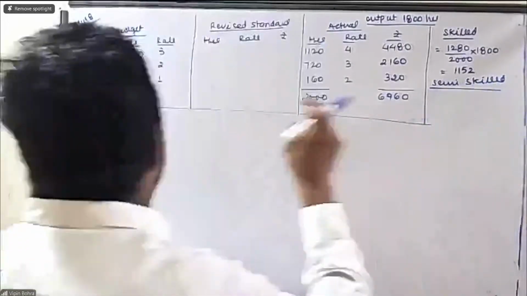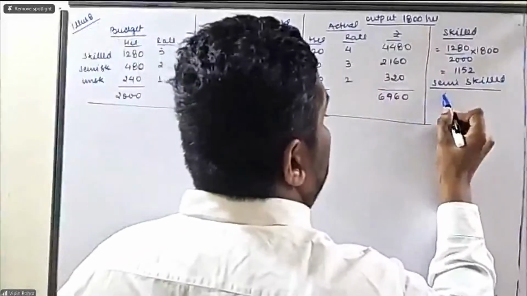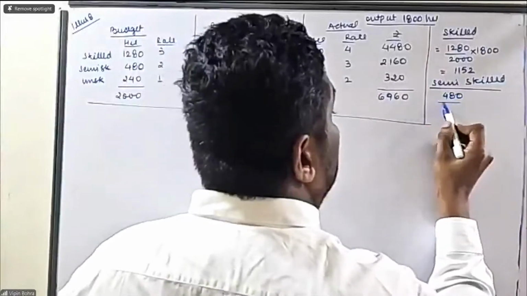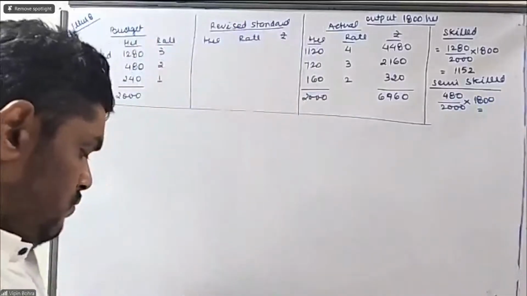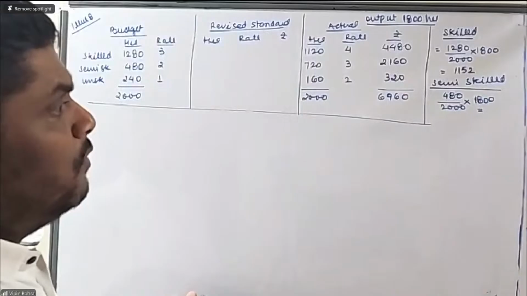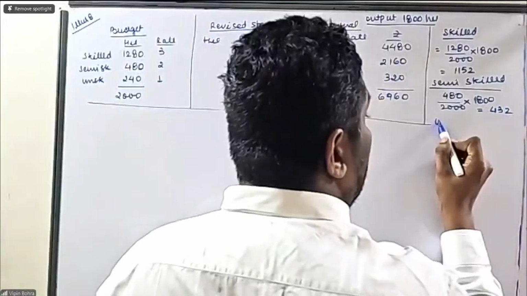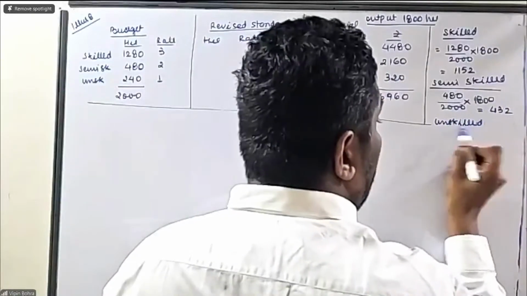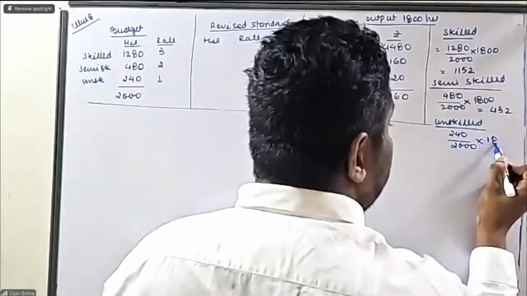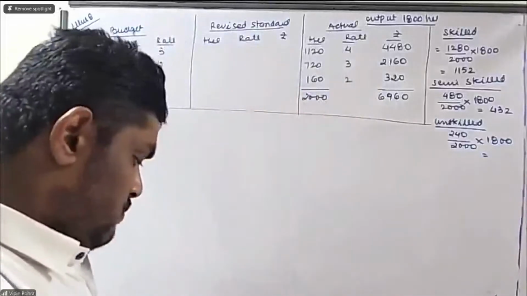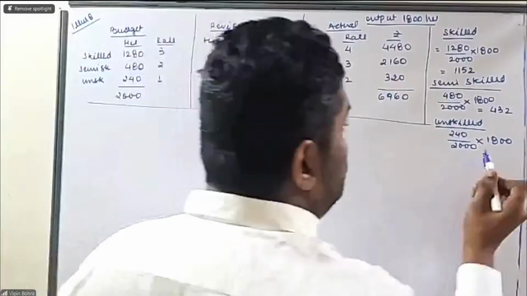Similarly, for semi-skilled also, 480 for 2000 hours of output. So for 1800 hours of output, how much? This will be 432. 240 for 2000 hours of output. So for 1800 hours of output, how much? So this will be 216.